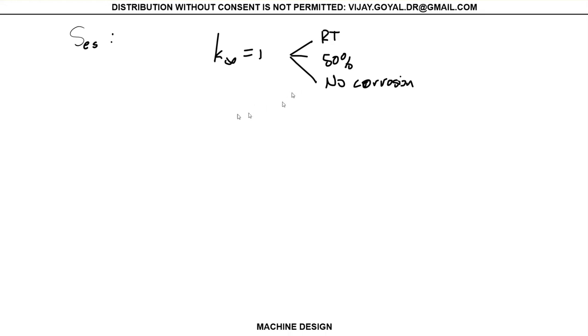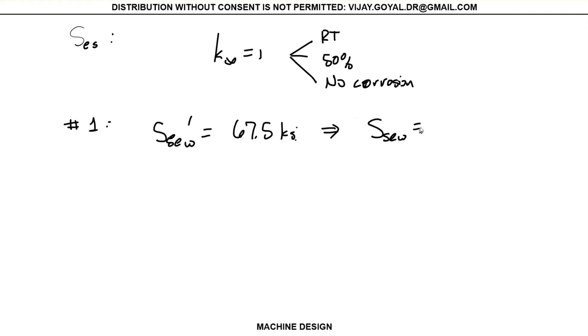Okay, and then let's do 2 different methods just to show you how this works. That's method number 1. We're going to use, for the case of pinned, and the pin tells you that S_SEW prime is equal to 67.5 KSI. And then from here, you can show that S_SEW will be K infinity times S_SEW prime, and this is equal to 1, so we get the same value.